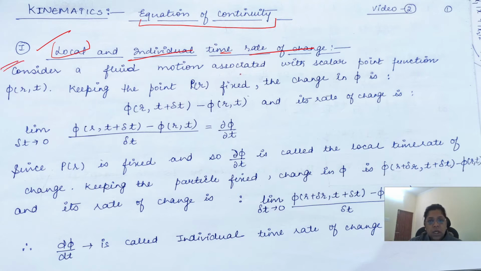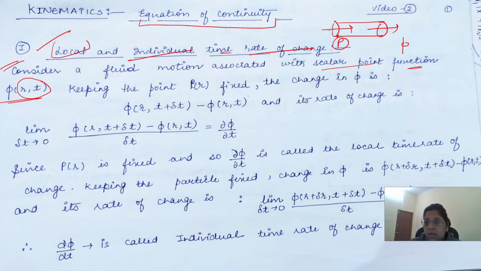Consider a fluid motion associated with a scalar point function phi, which is a function of r comma t. This is the scalar point function, and here we are studying the motion of the fluid with respect to time. Keeping the point P, r, fixed, what is the change in the scalar point function phi?